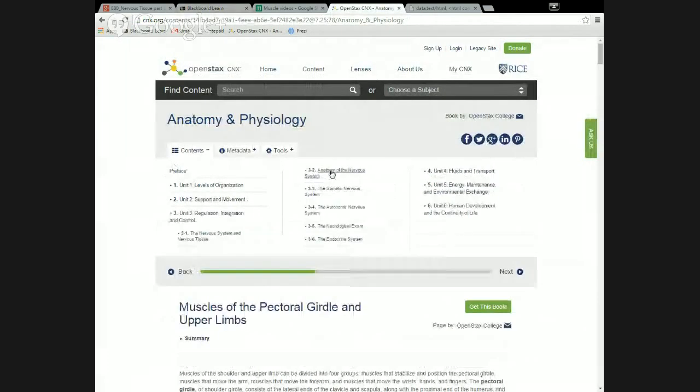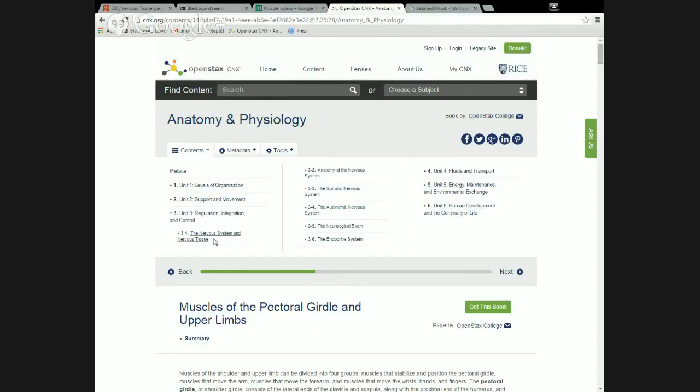So we're now starting Unit 3. And again, I'm not trying to toot my own horn or anything like this, but these are mostly chapters that I wrote. In this unit, there are 6 chapters ending with the endocrine system. I wrote everything but the endocrine system chapters.